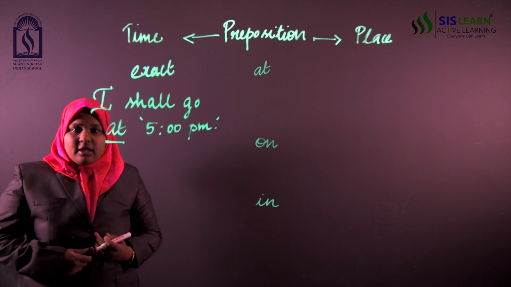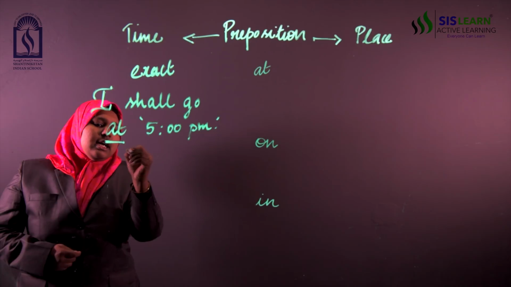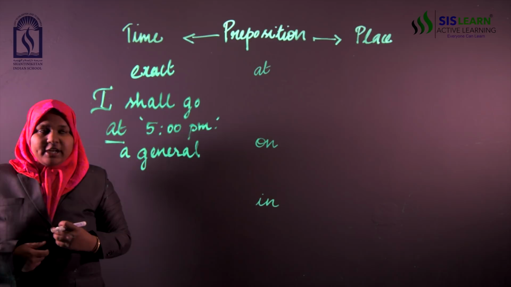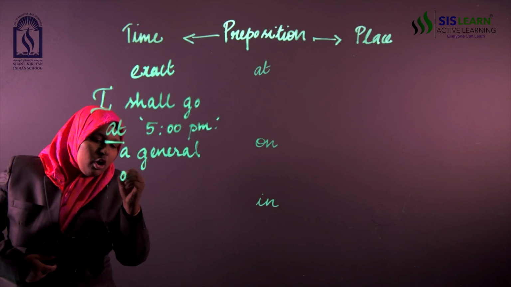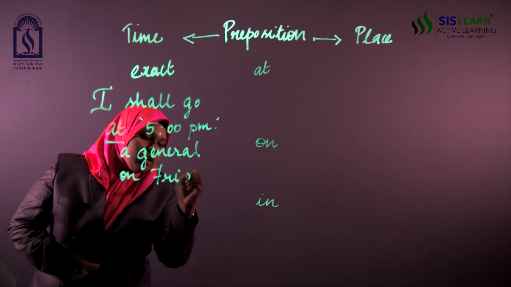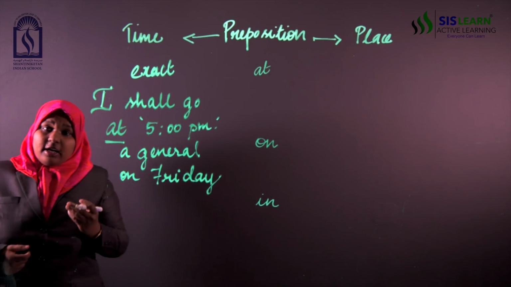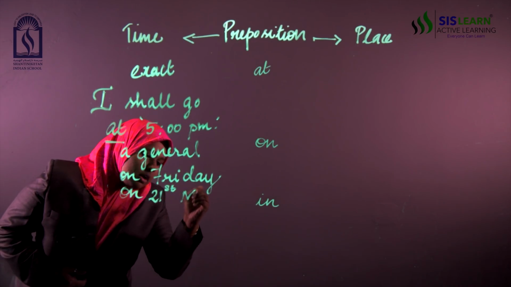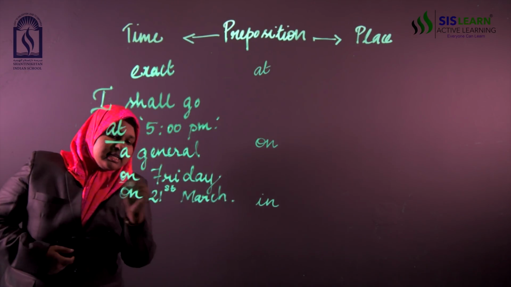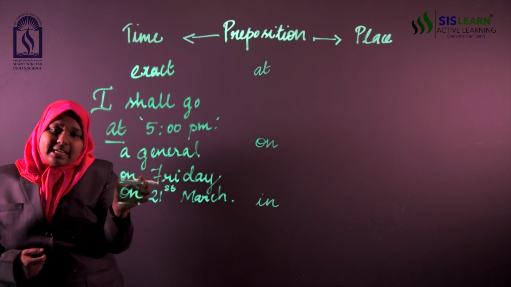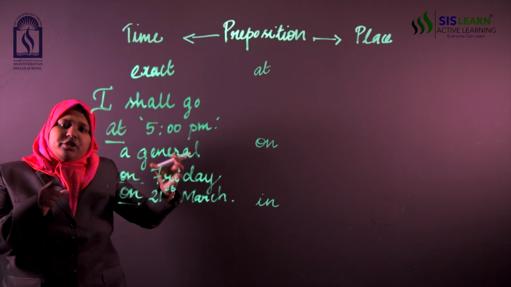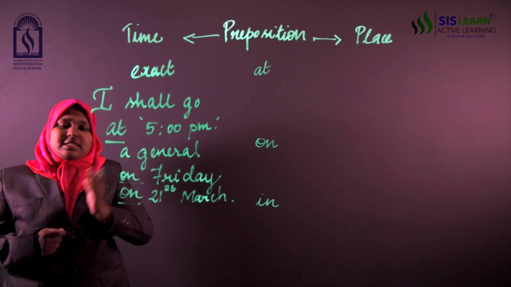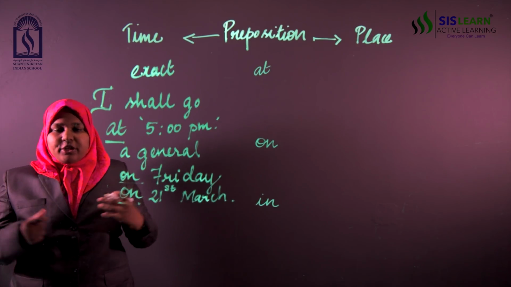Now, next one, on, in relation to time, it gives a general period of time. For example, I shall go there on Friday, or I shall go there on 21st of March. So here we have used the same preposition to denote a more general time period. So on in relation to time can be used for days and dates, which denotes a general period of time.